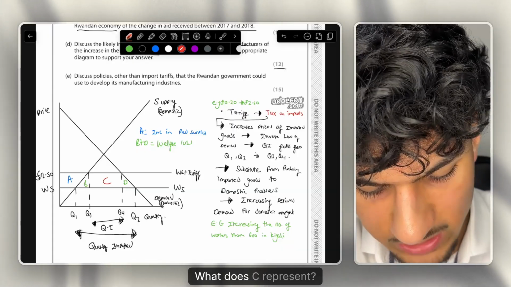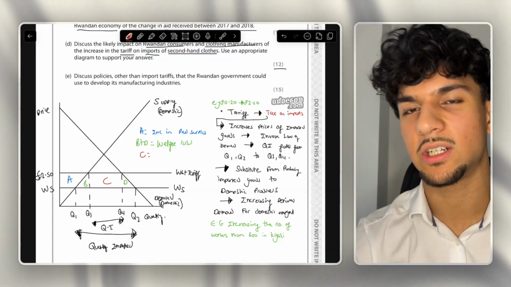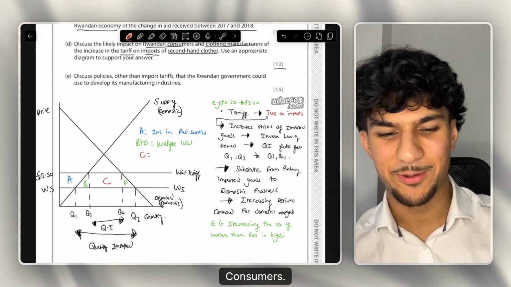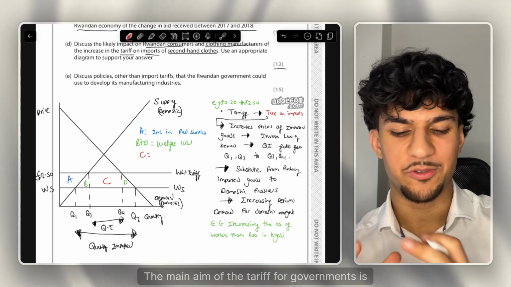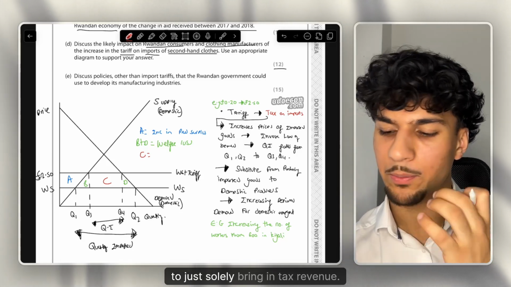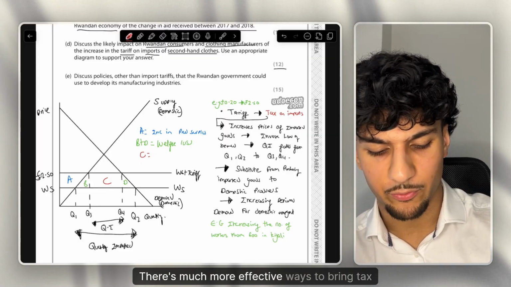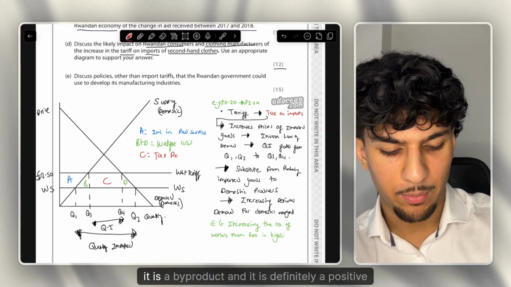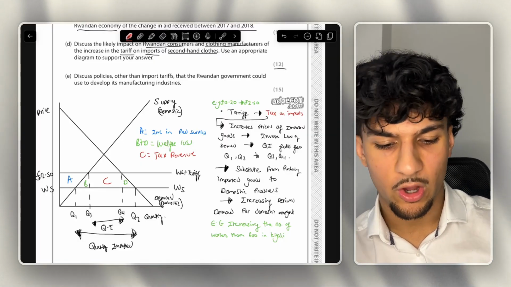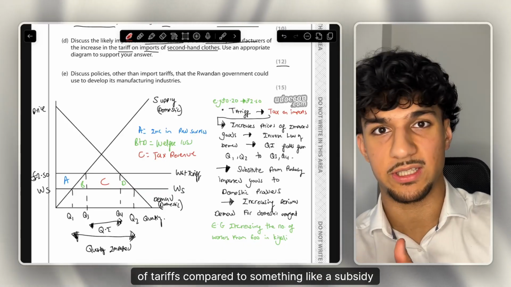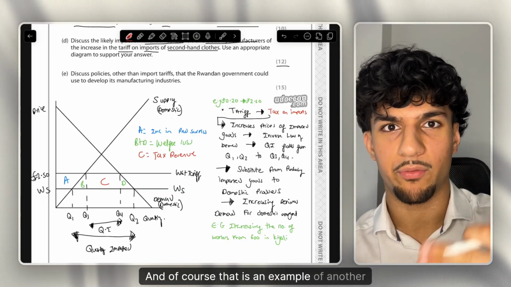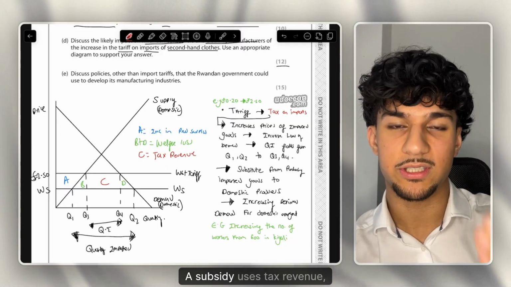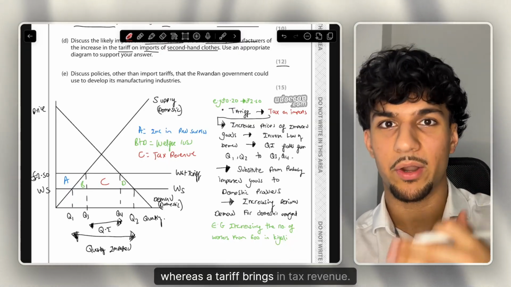And the main one, C, what does C represent? This is the one students get confused about. The main aim of the tariff for governments is usually never to solely bring in tax revenue. There are much more effective ways to bring in tax revenue. Yes, it is a byproduct and it is definitely a positive of tariffs compared to something like a subsidy, which is an example of another protectionist policy. A subsidy uses tax revenue, whereas a tariff brings in tax revenue.